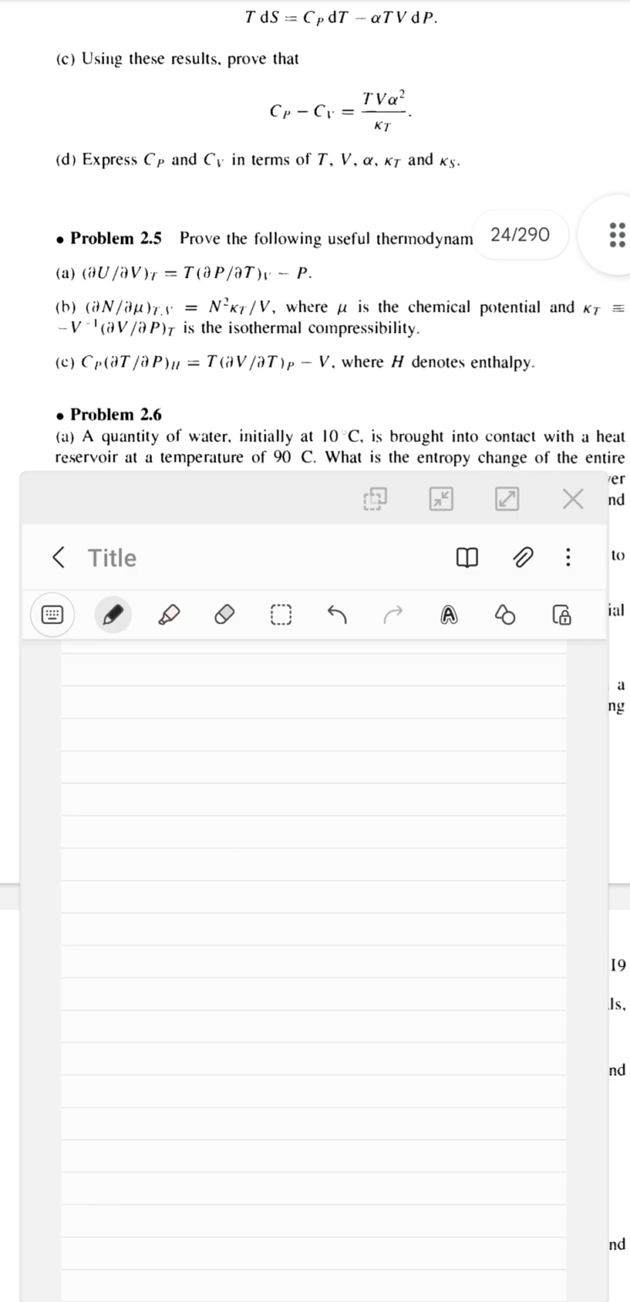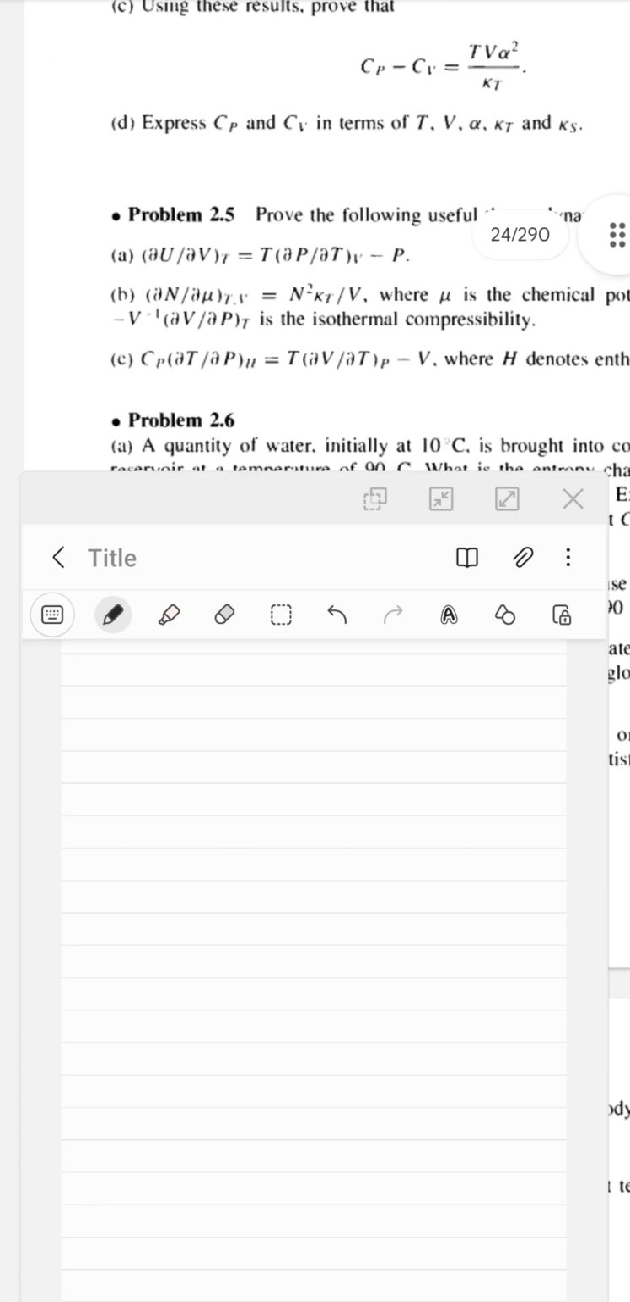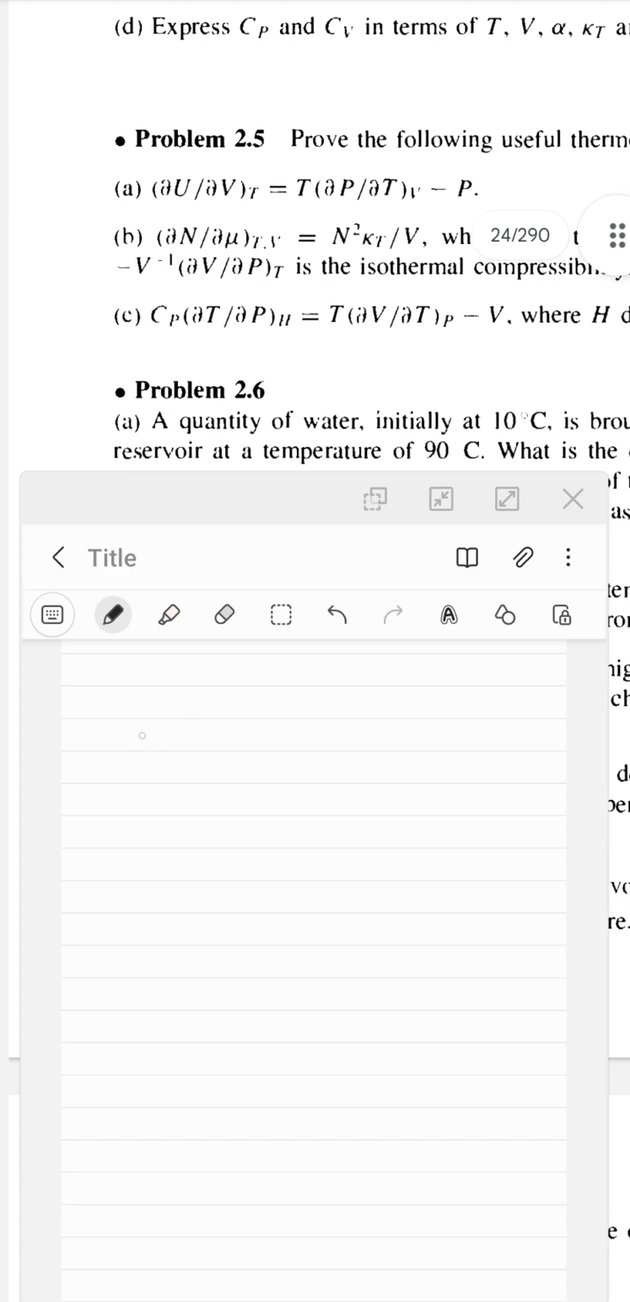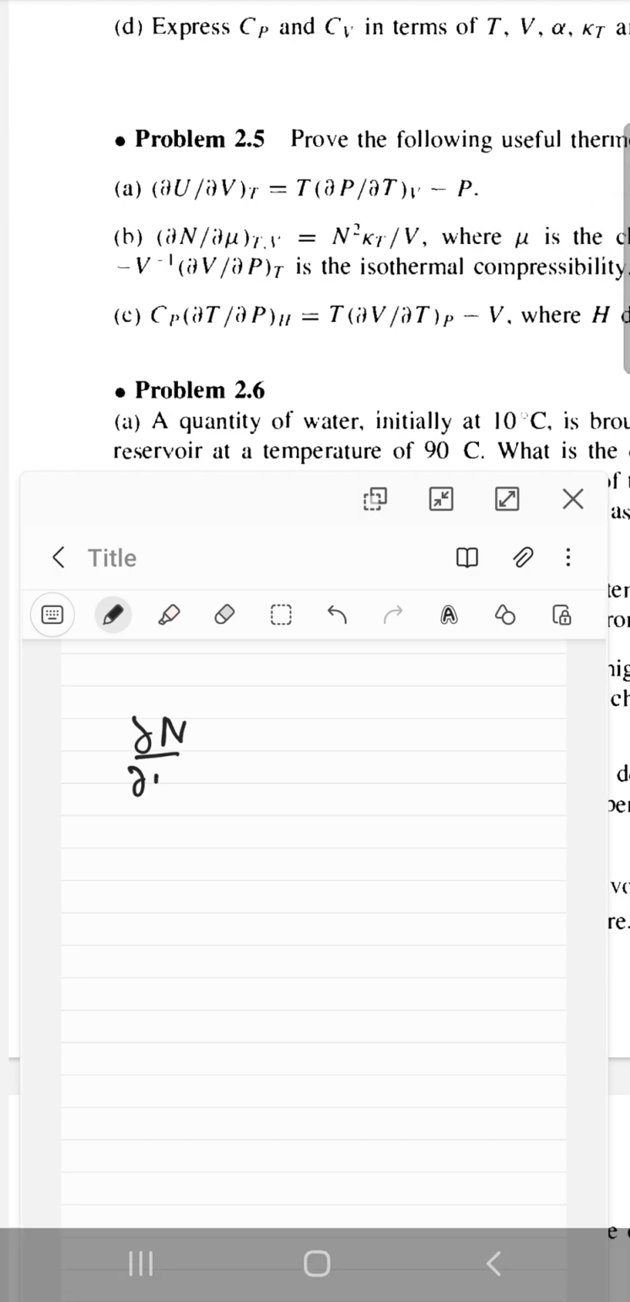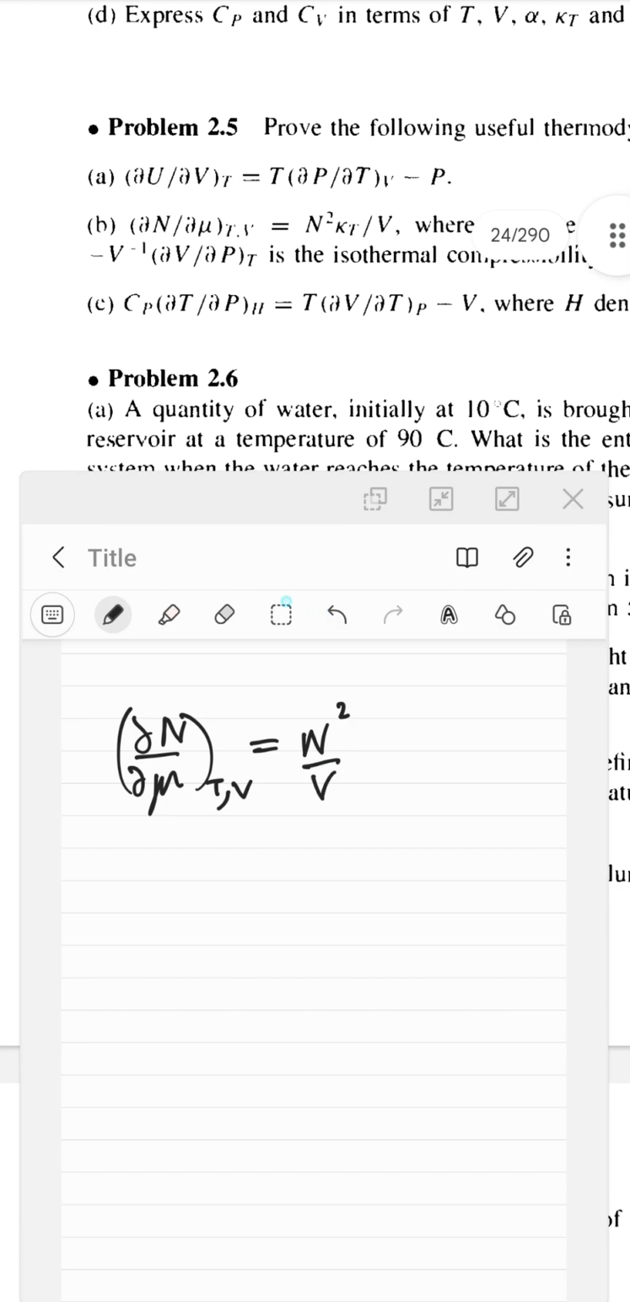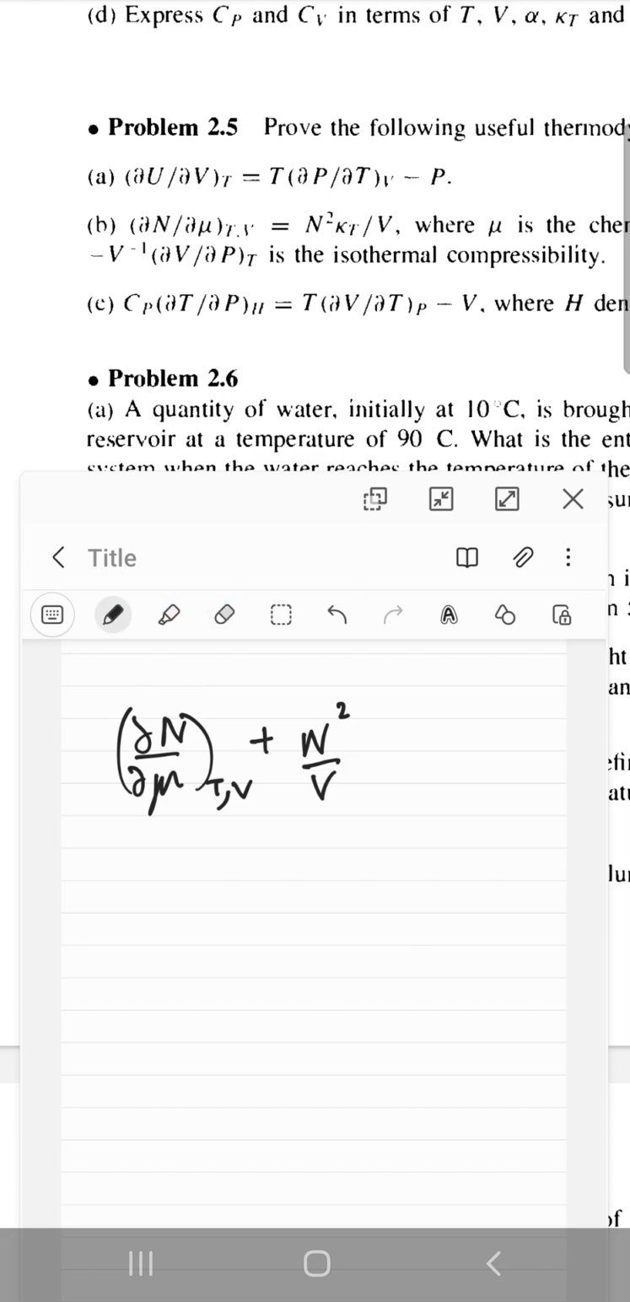So kT is given as thermal compressibility. We want to prove this quantity. So let me just write it down in words. So just partial N upon partial mu at constant temperature and volume, that's equal to N squared kT upon V. So N squared upon V essentially, and that times kT, which is given by this quantity. So we're just proving that this plus, so there's a 1 upon V involved. Okay, so it's only V squared over there now. This is what we want to prove. Okay, cool.